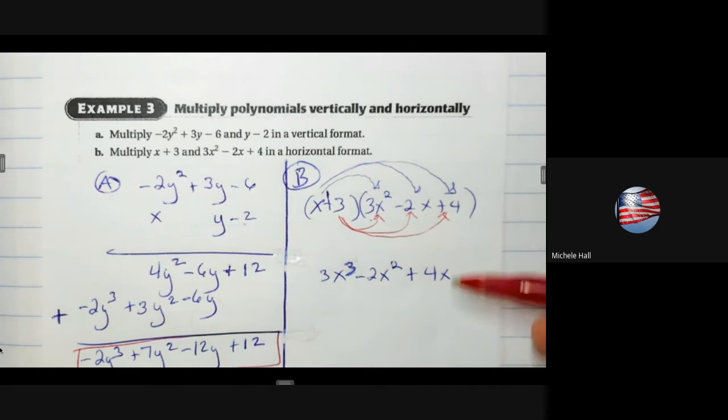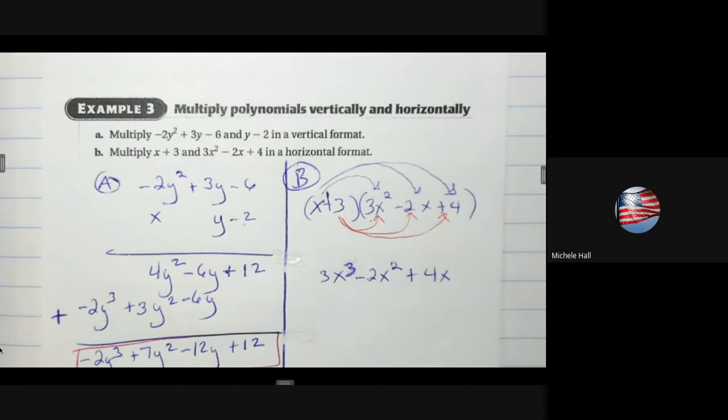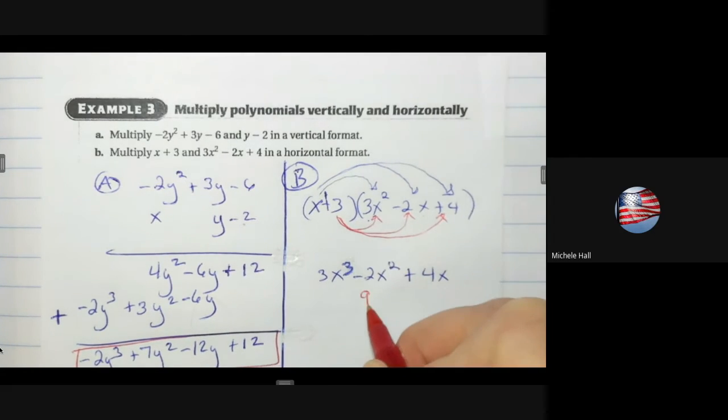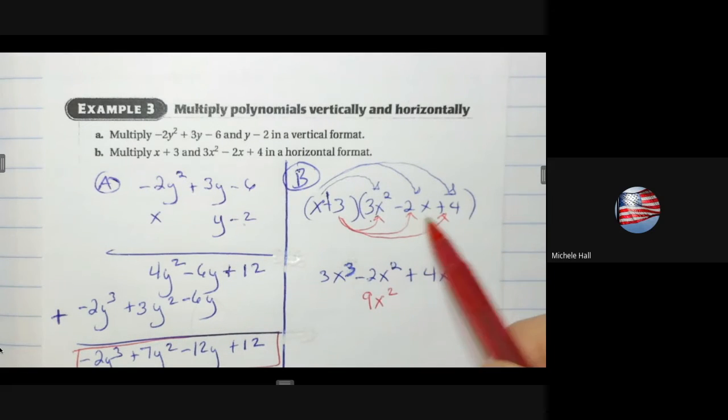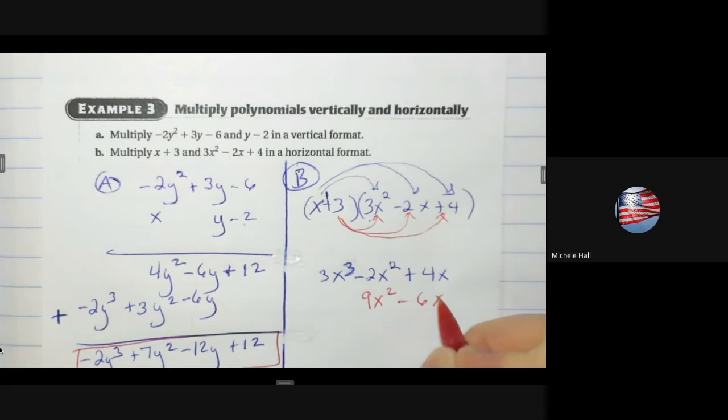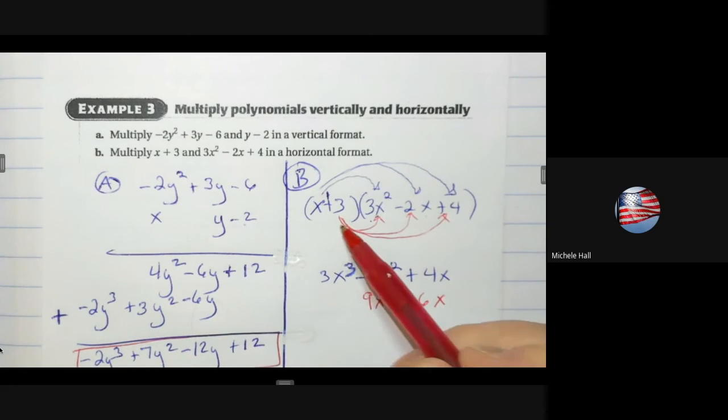As I multiply, I'm going to put them in the correct columns. 3 times 3x squared is 9x squared. Here's my x squared column. 3 times negative 2x is negative 6x. And then 3 times 4 is 12.